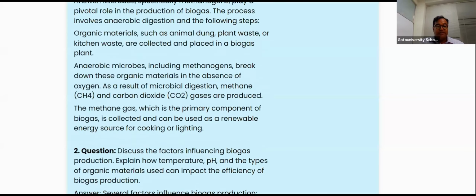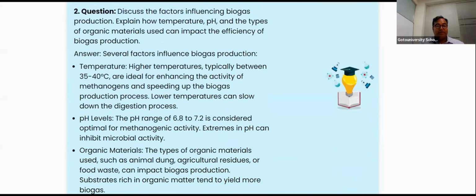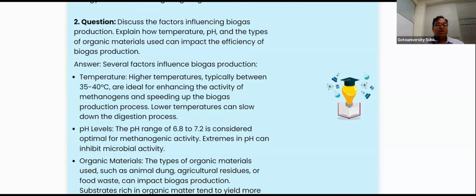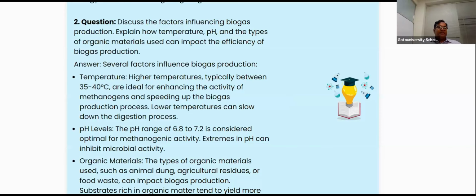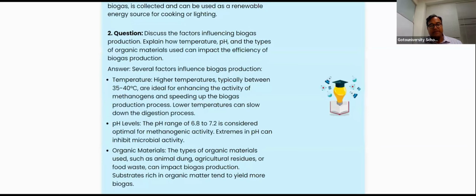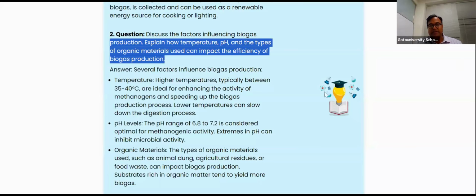Like this, a lot of points should be maintained with proper narration in a point-by-point order. Discuss the factors that influence biogas production: how the temperature, pH, and type of organic material can impact the efficiency of the biogas. You know very well the temperature, pH level, organic materials, so proper pH and proper temperature should be maintained so that the organic wastes are degraded by using the efficient cattle dung microbial application, right? That is the way we need to narrate them, right?